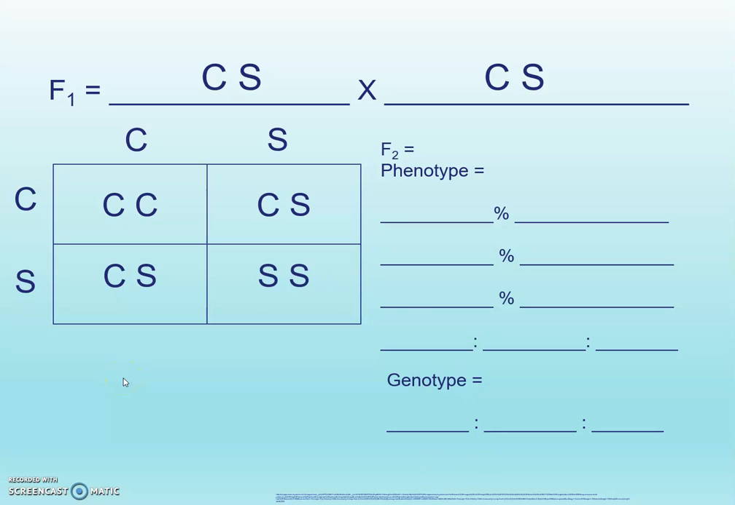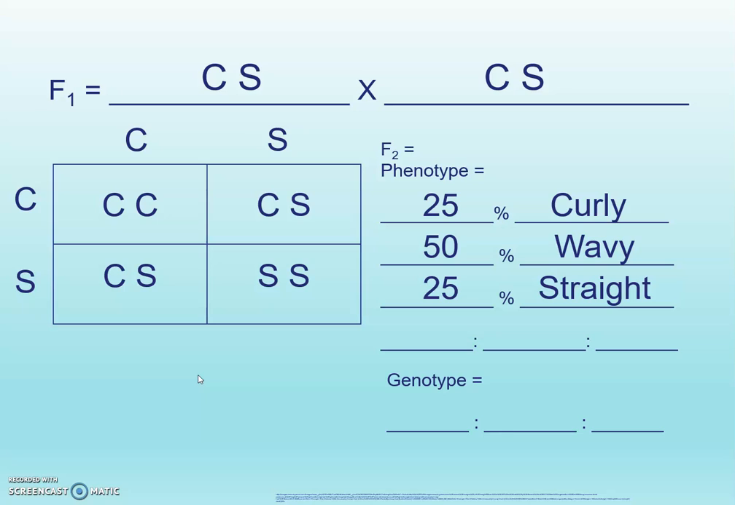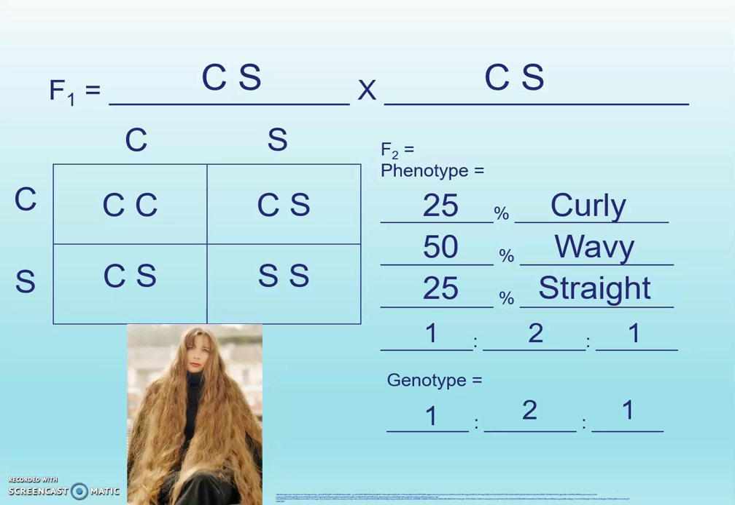Now, if we're looking at the phenotype and the genotype, they're going to be very similar here, but we'll just focus on the phenotype. So our first box here is big C, big C. So that genotype is going to give us curly hair, and it's one box. So we've got 25% curly. Box 2 is C and an S, and according to our key, that means wavy. So we've got two boxes, so that's 50% wavy. And then box 4, we have two S's, and according to our key, that is straight. So 25% straight. And the way that our ratio works out is 1 to 2 to 1, which happens to be the same ratio as the genotype.